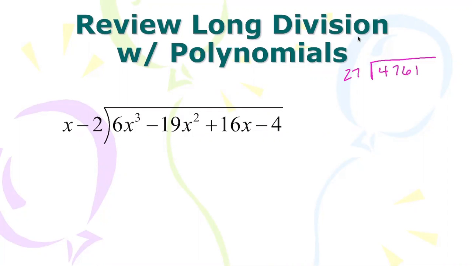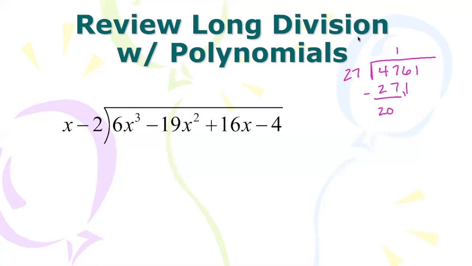4,761. Okay, so what we do is we ask ourselves, will 27 go into 4? Well, we say no. Will 27 go into 47? Yeah, it'll go in there once. And then what we do is we multiply the 1 times the 27 to get 27. And then we subtract. And that's going to give me 20.